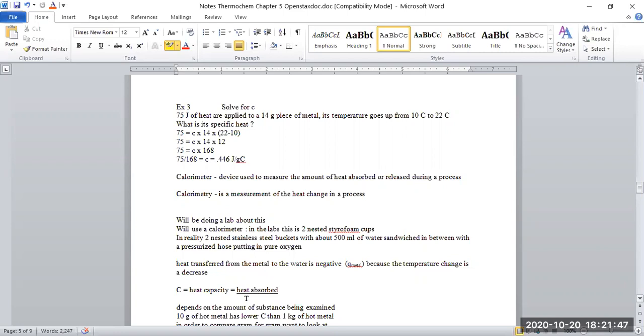We are going to use a calorimeter to measure heat absorbed and released, which then goes back to the whole calorimetry. Now I have to see if maybe I can actually pull up a picture to share. Let me see if I can get this to work.